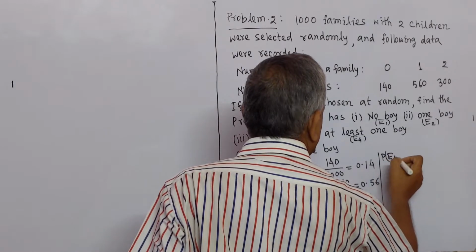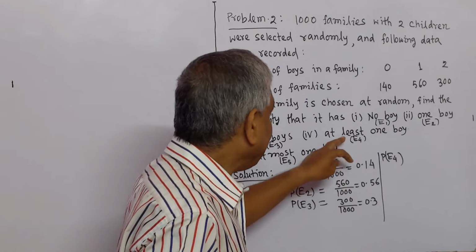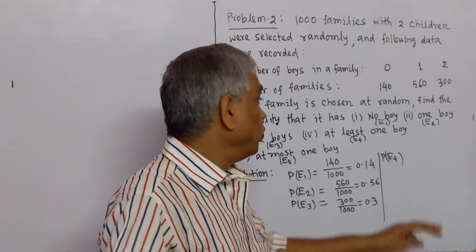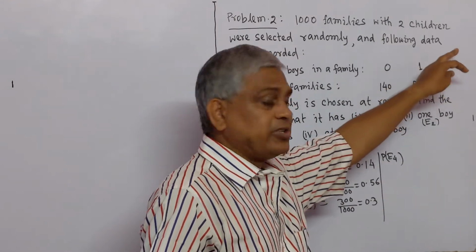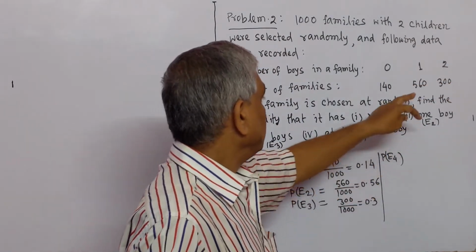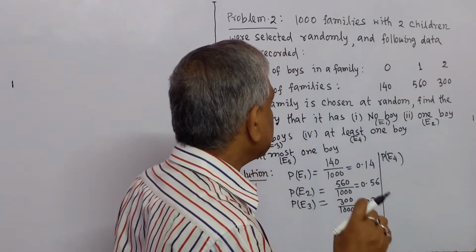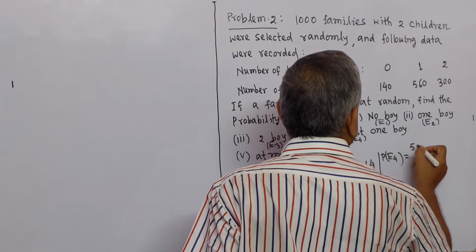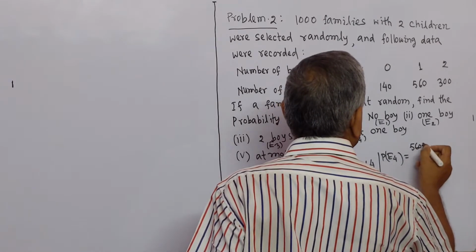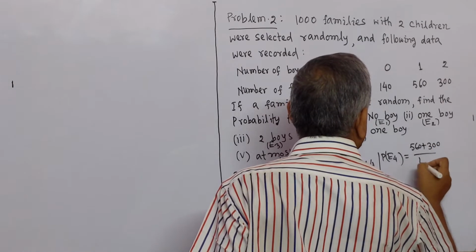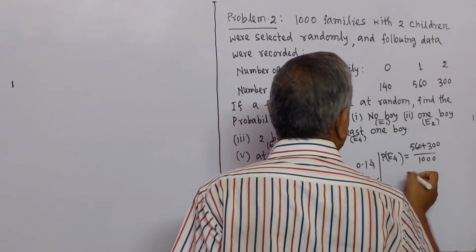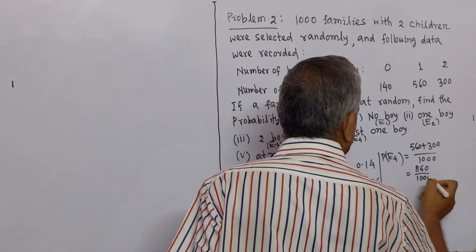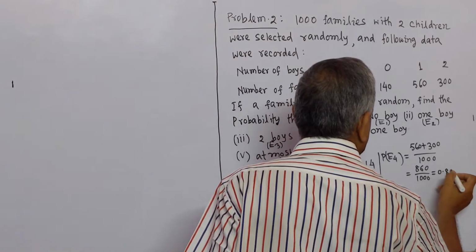P(E4), at least one boy. At least one boy means one boy or two boys. So we add these two, 560 plus 300, number of families, 560 plus 300 by 1000. And this is equal to 860 by 1000. This is equal to 0.86.